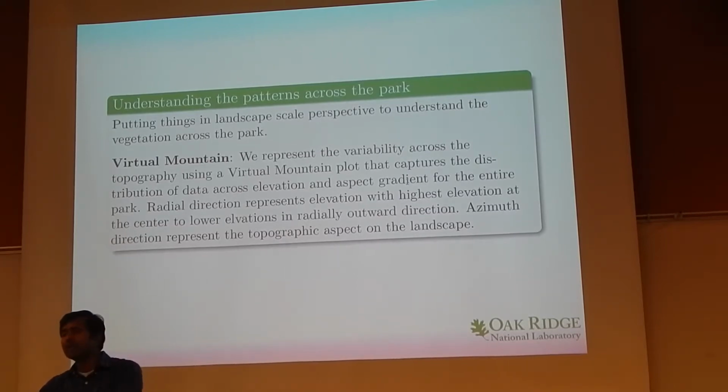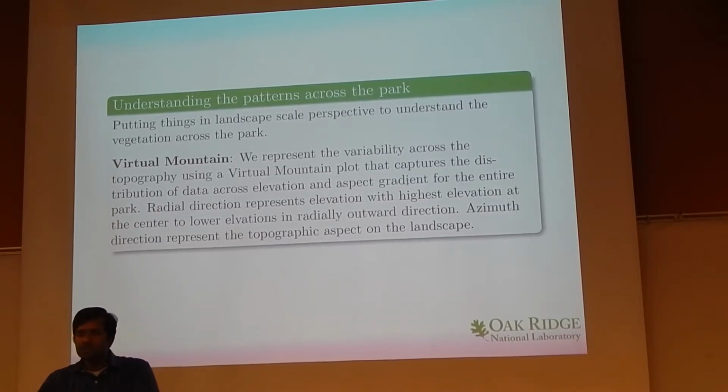So this idea of what I'm calling this vertical mountain. I want one image, one simple figure that will show me what the patterns across the entire park look like, so that we understand the landscape scale patterns. I don't want to look at just Clingmans Dome or Cades Cove, or just one of the lots of different peaks. So we wanted to capture that variability across the topographic gradient.